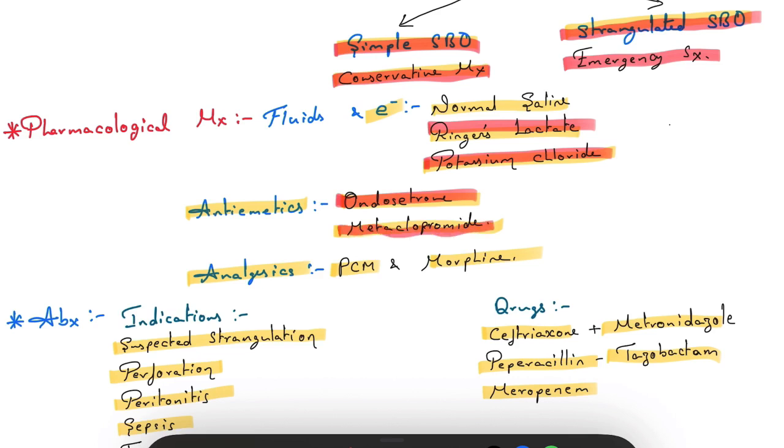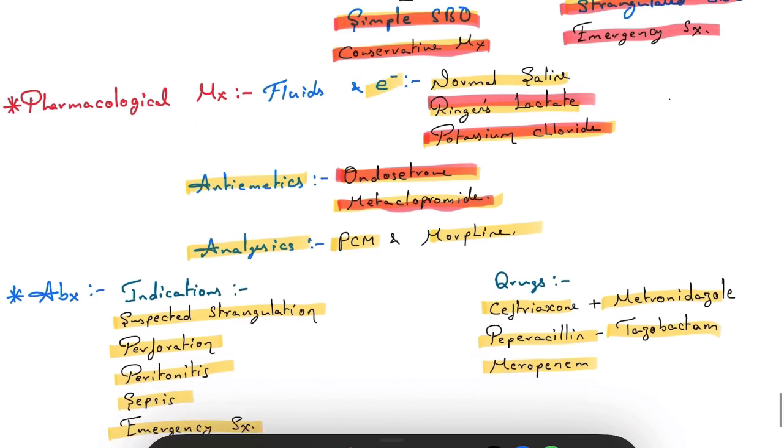Okay, next metoclopramide. Metoclopramide is a dopamine antagonist, 10 milligram you can give intravenous every 8 hours, for reducing nausea. We have to avoid it in incomplete mechanical small bowel obstruction because it increases gastrointestinal motility.